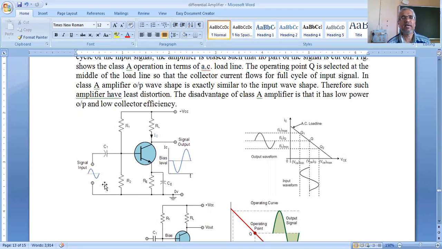So in class A amplifier, आपल्याला क्लास ए एम्प्लीफायर मध्ये काय दिसते की आउटपुट सिग्नल जो आहे, इट इज द एक्झॅक्ट रिप्लिका ऑफ इनपुट सिग्नल. आउटपुट हा एक्झॅक्टली इनपुट सारखा दिसतोय, ओनली देर इज अ फेज शिफ्ट ऑफ 180 डिग्री. म्हणजे तेवढा फरक जर सोडला तर इनपुट आणि आउटपुट सिग्नलचा शेप जो आहे तो काय सारखा आहे. सो आउटपुट वेव्ह शेप इज एक्झॅक्टली सिमिलर टू द इनपुट वेव्ह शेप. Therefore such amplifiers have least distortion.